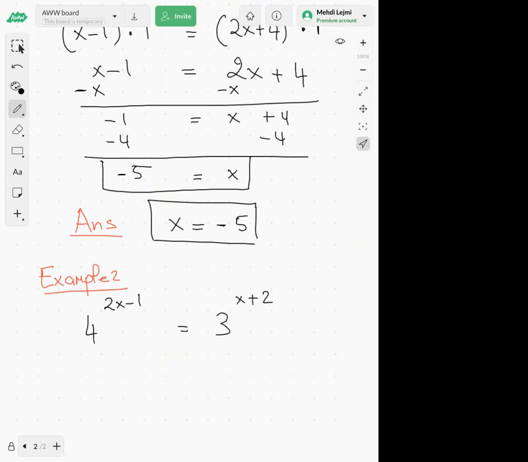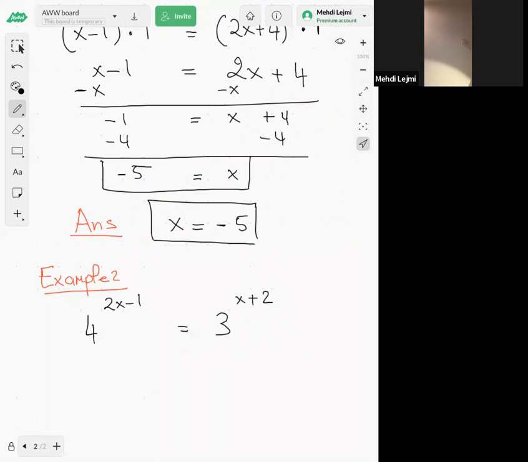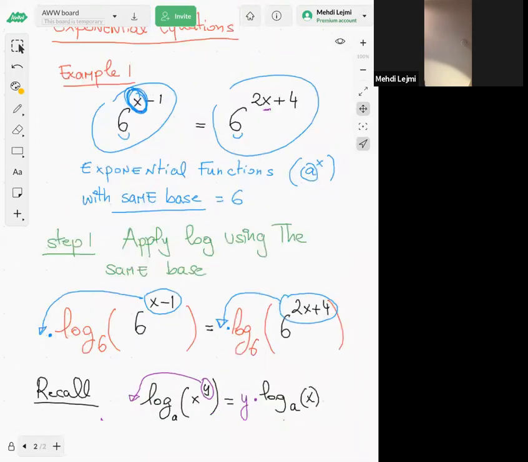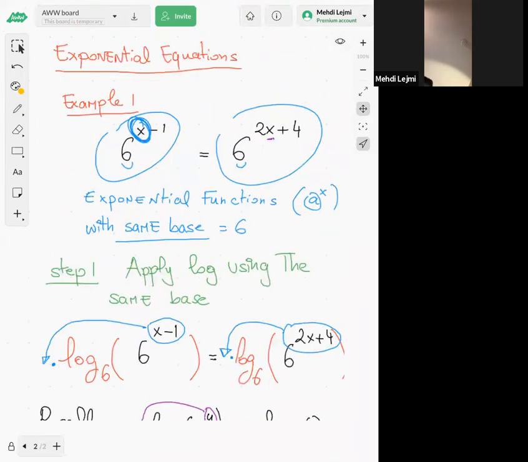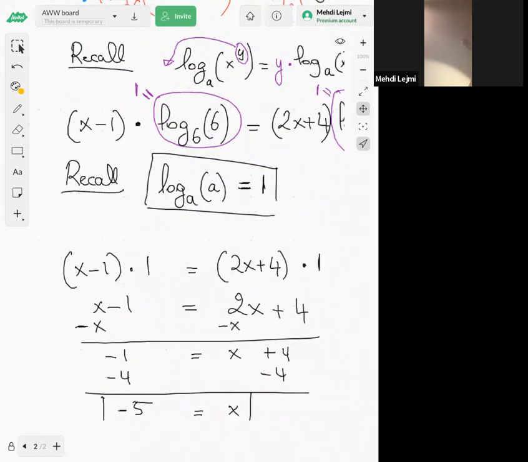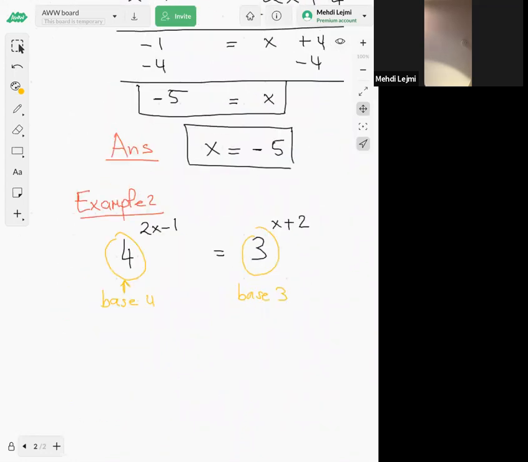Right? So this example is different from the previous one because now we have exponential functions but with different bases, right? Here it's base 4, and this is base 3. So we have two different exponential functions with different bases. That's different from our previous example, where both sides had the exponential function of the same base, which is base 6. So how do we solve such an equation when we have different bases?